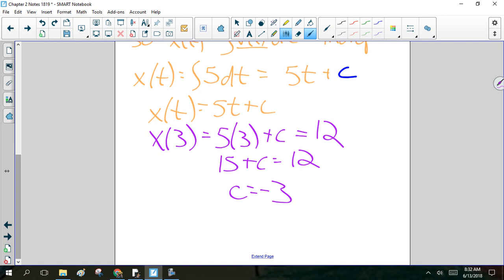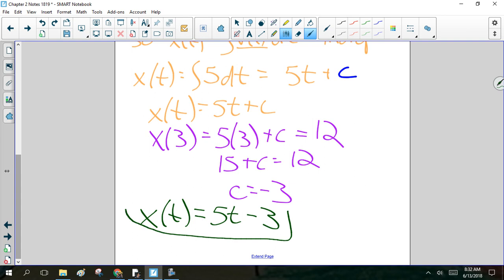Aha! Let's get a new color. My position at time t is 5t minus 3. Kabam! All right? So, that's the deal. Those are the 2 types of integrals you'll need to do.